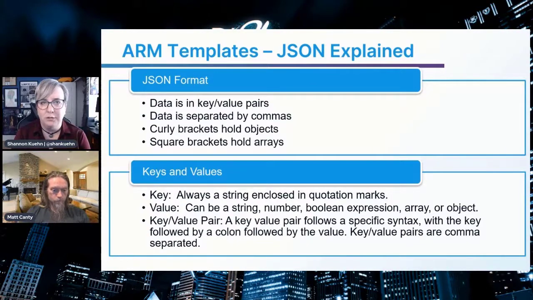And then the key value pairs are a specific syntax where you've got the key followed by a colon followed by the value. The idea of this being comma separated is an interesting proposition. When I first became familiar with it, I'd miss a comma here and there, but it became evident very quickly where the commas had to go in order for the ARM template to be provisioned inside of Azure.